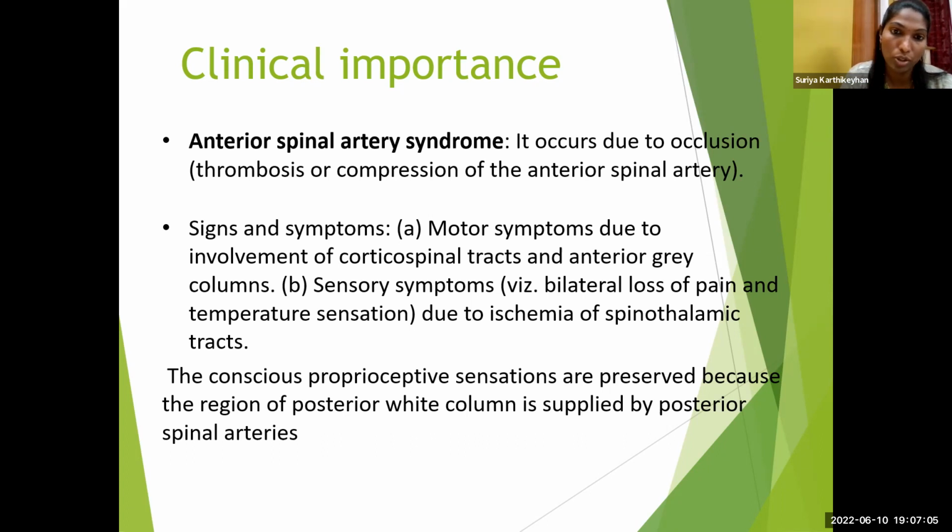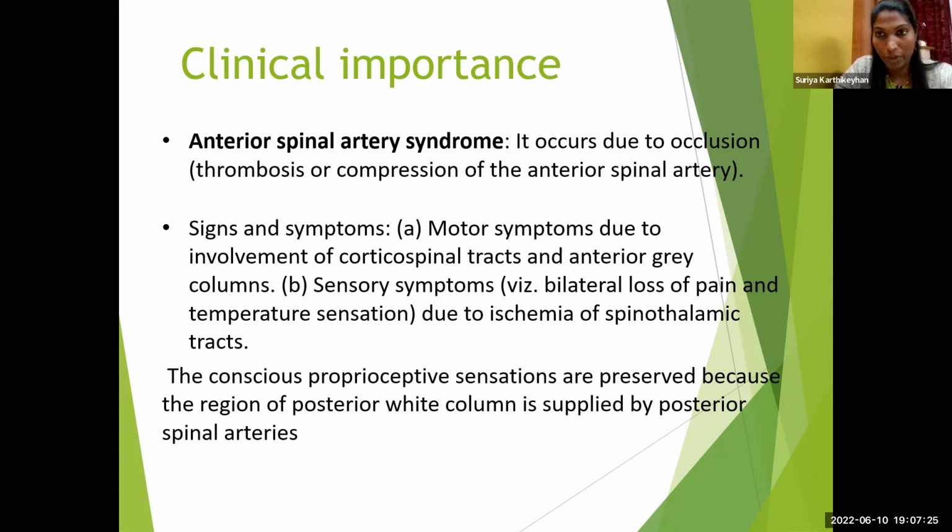Okay, the motor symptoms are due to the involvement of the corticospinal tracts, because all the corticospinal tracts will be lying in the anterior aspect. So all these anterior gray columns will be affected. In that case, we have the motor symptoms, and also there are sensory symptoms. There is bilateral loss of pain and temperature. These will all be dealt with in internal features.